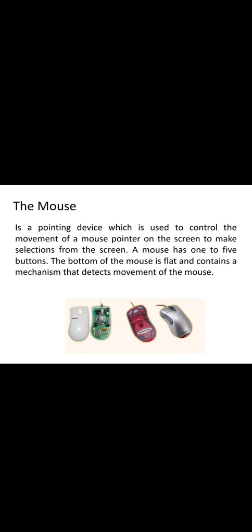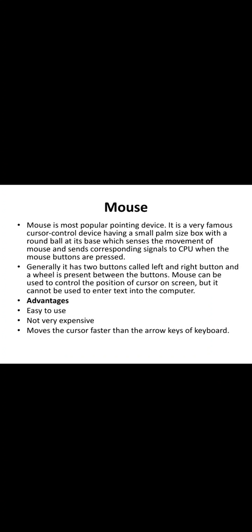The second important input device is the mouse. The mouse is a pointing device which is used to control the movement of a mouse pointer on the screen to make selections from the screen. Even now, mice with several buttons are available. A mouse basically will have 1 to 5 buttons. The bottom of the mouse is flat and it contains a mechanism that detects the movement of the mouse. So the mouse is another very popular pointing device. It is very famously used.